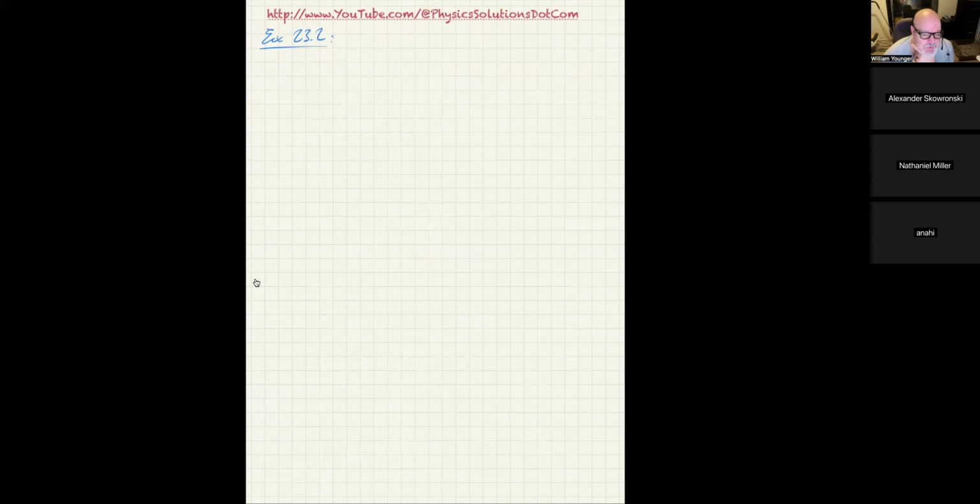A, what is the change in electric potential energy of the electron? B, what is the kinetic energy? And C, the speed of the electron as a result of this acceleration.